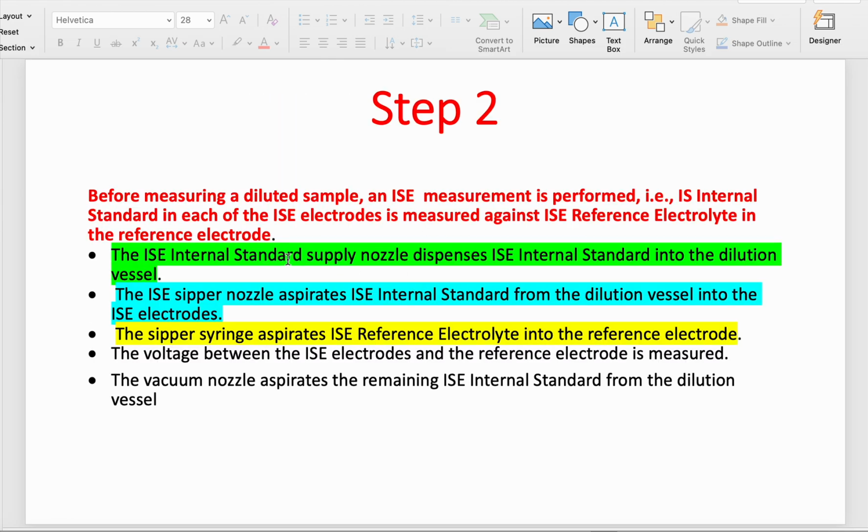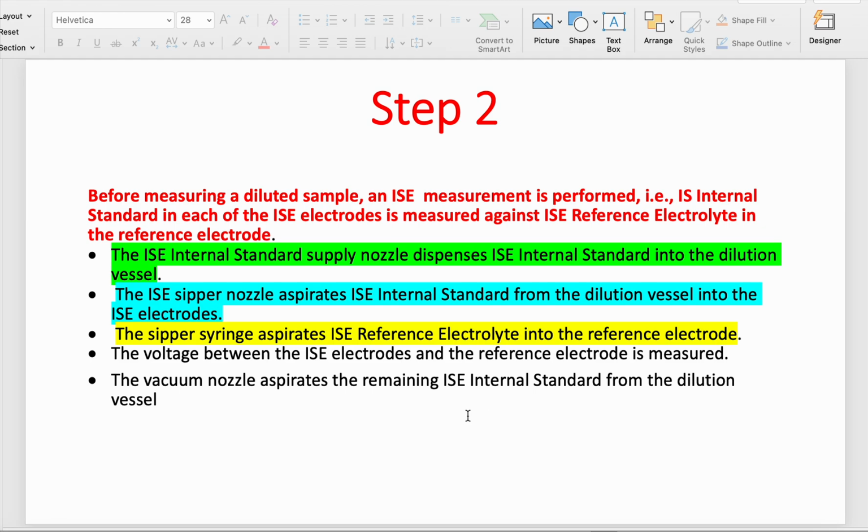The standard nozzle dispenses internal standard into the dilution vessel. The standard nozzle sprays the internal standard from the dilution vessel to the ISE electrodes. The zebra syringe aspirates reference into the reference electrode. The voltage between the ISE electrode and the reference electrode is measured. The vacuum aspirates the remaining ISE standard. So it has to be vacuumed.